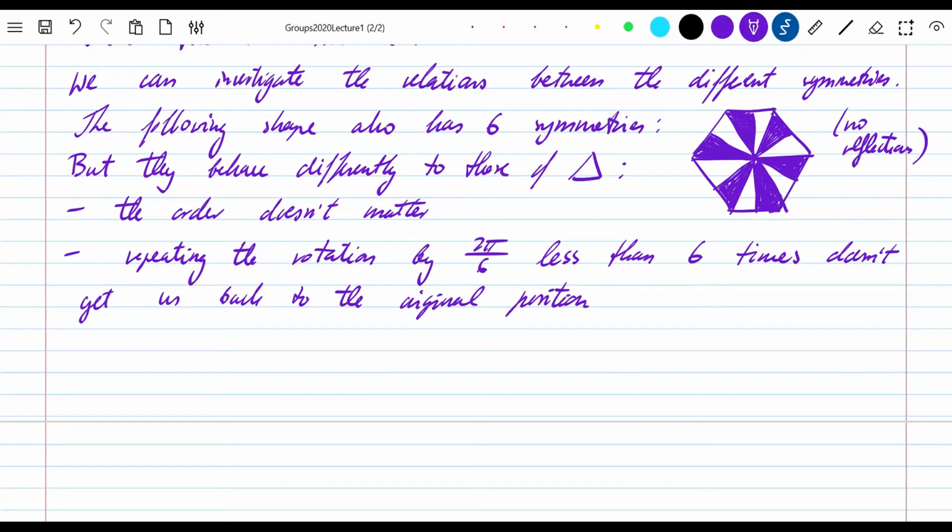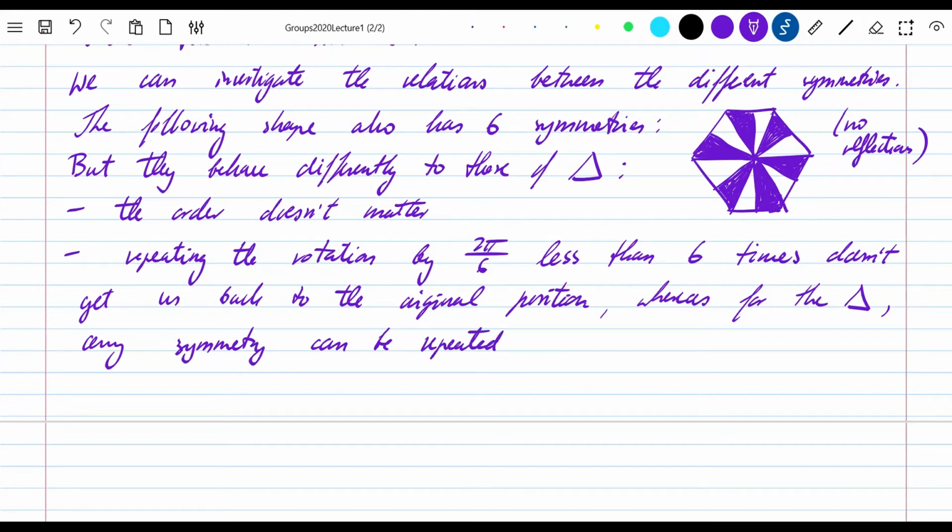Let's write that down. Whereas for the triangle above, any symmetry can be repeated 2 or 3 times. In particular, if it's a reflection, we can repeat it 2 times. If it's a rotation, we can repeat it 3 times to get back to the original.